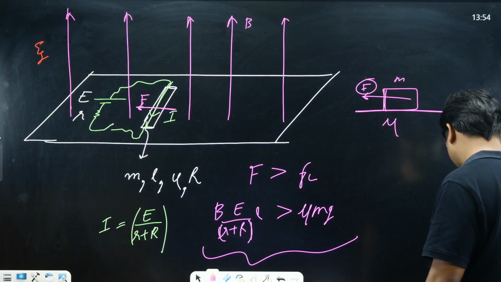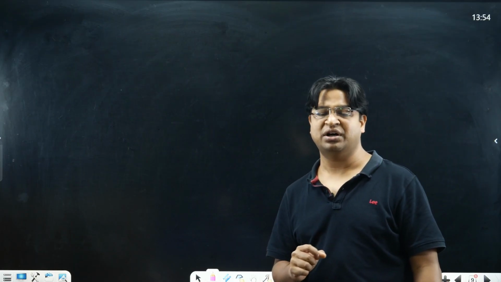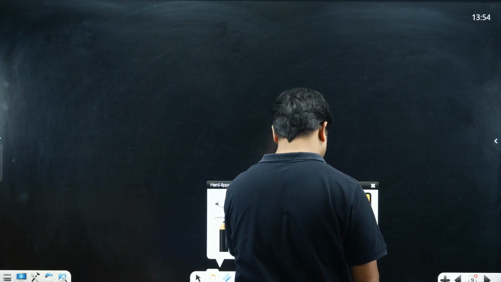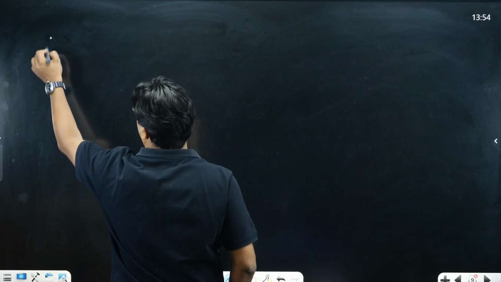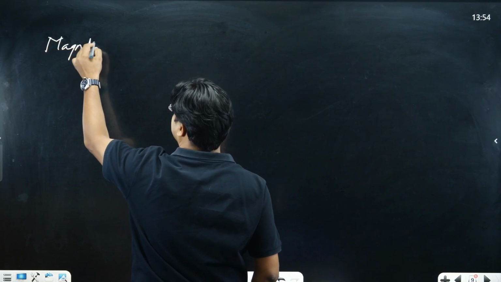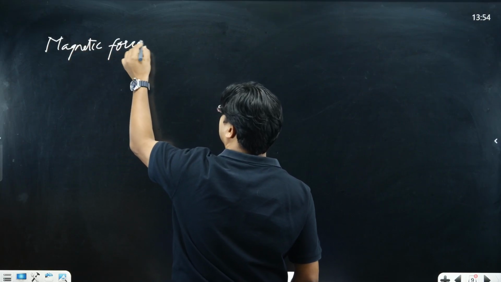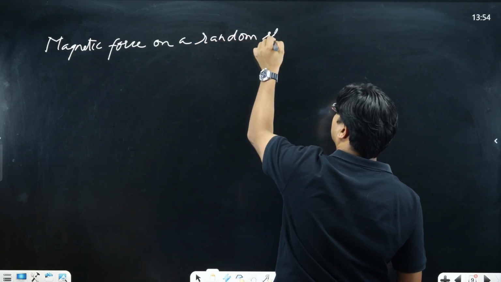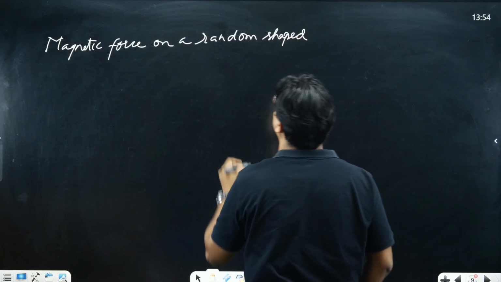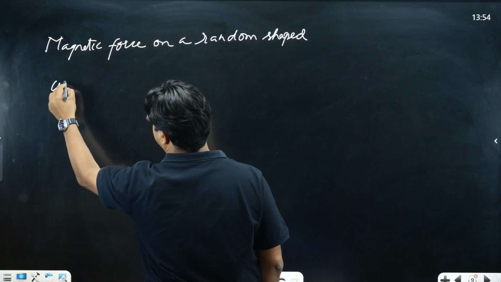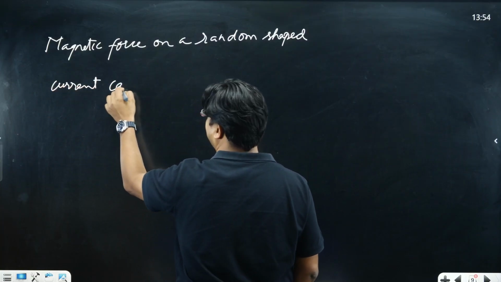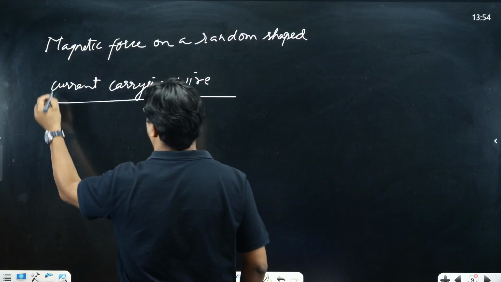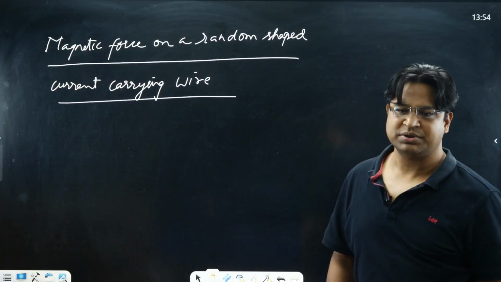Let's talk about something else now. So right now we discussed force in a straight segment. We will now talk about magnetic force on a random shaped segment. Now what is this situation that we are trying to discuss?